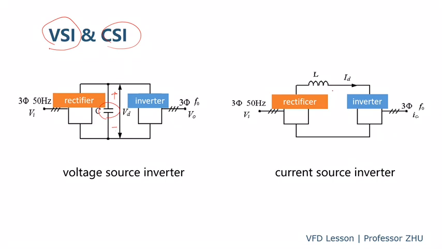For this type of inverter, on the DC side we use a reactor or inductor. So the current on the inductor will be almost constant normally. So it looks like a current source. So we call it CSI, current source inverter.